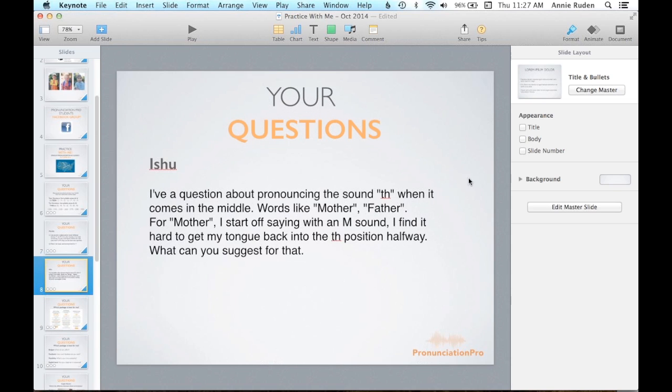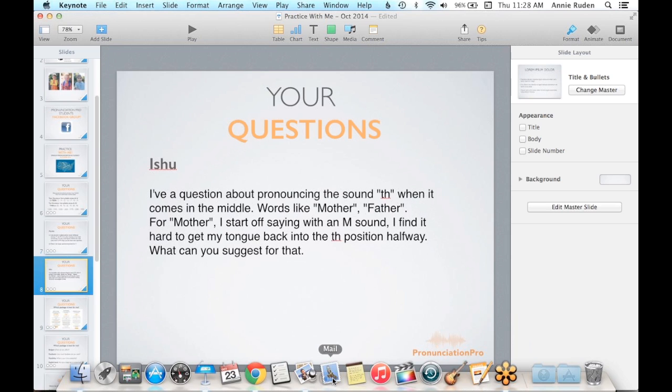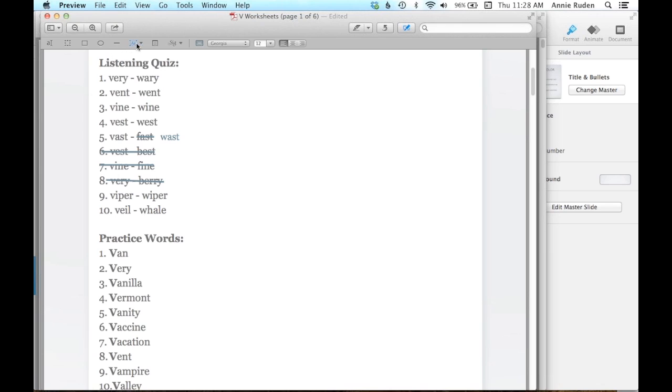Okay, so before I jump into these other questions that I prepared, I'm going to take a look at the questions that you guys have brought. So, bad and bed. This is a question that was written in at the beginning of the program. So I'm actually just going to use this worksheet to do that.